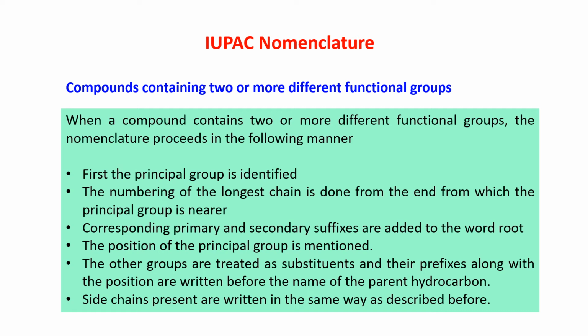The other groups are treated as substituents, as I told you. Except the functional group which is leading the chain, all others will come as substituents with proper numbering, and their prefixes along with their positions are written before the name of the parent hydrocarbon, and the side chains present are written in the same way as described before. So let us see what these things are.